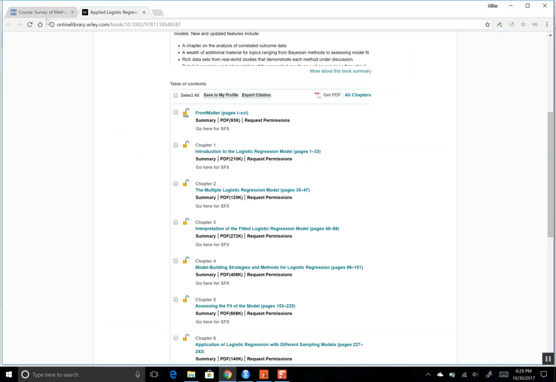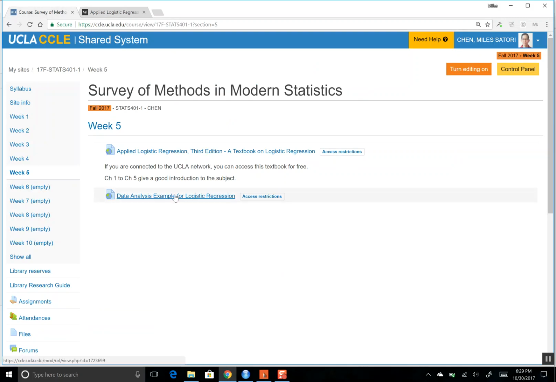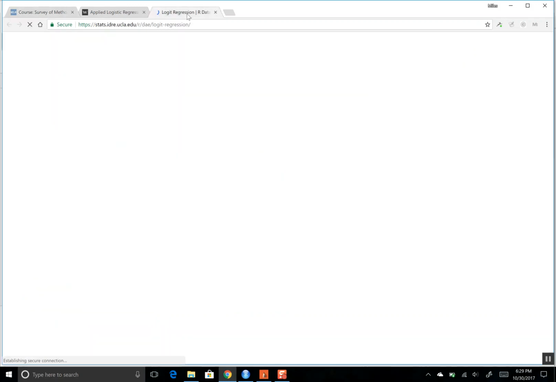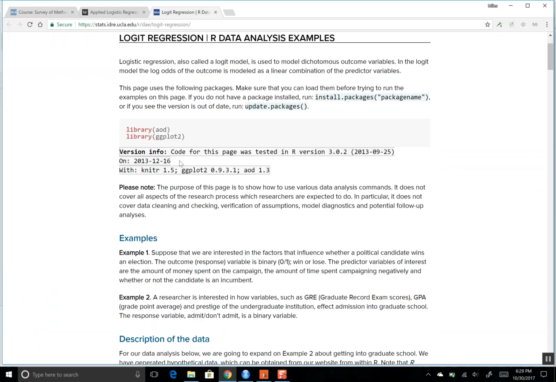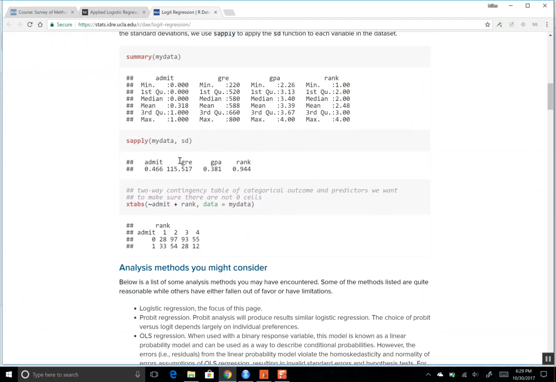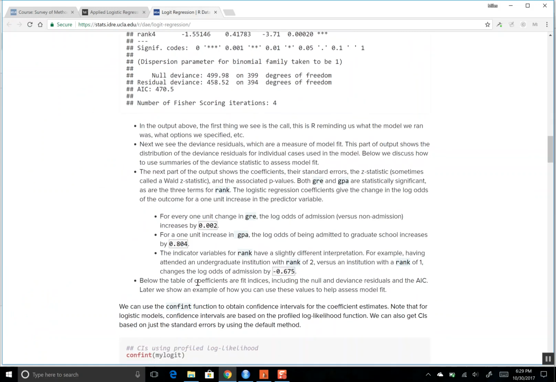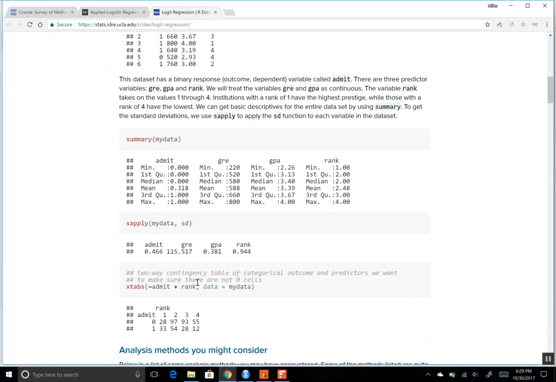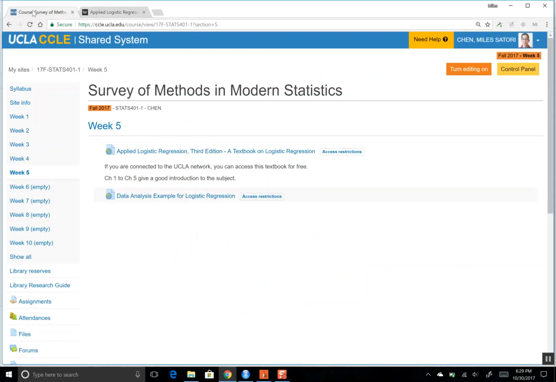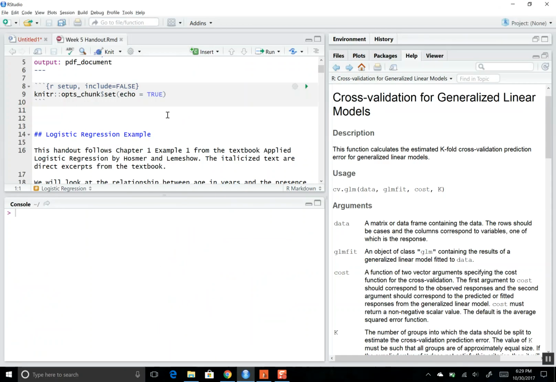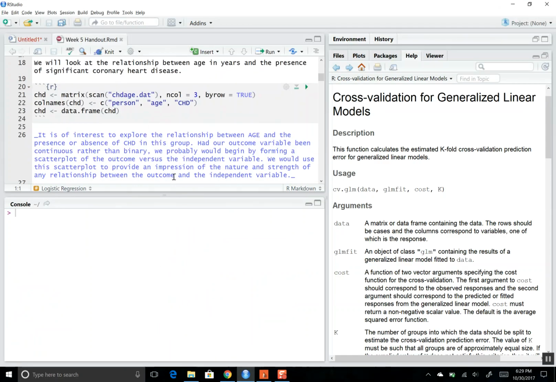but I've given you some example here. Okay. And then IDRE, the Institute for Digital Research and Education at UCLA, has some tutorials for doing logistic regression. Okay, this is an example. And I think these are both very good examples of what is going on in logistic regression.